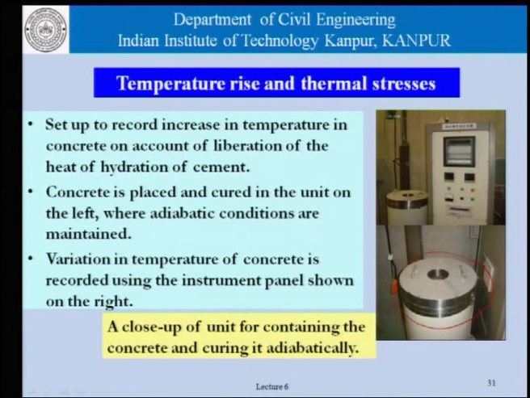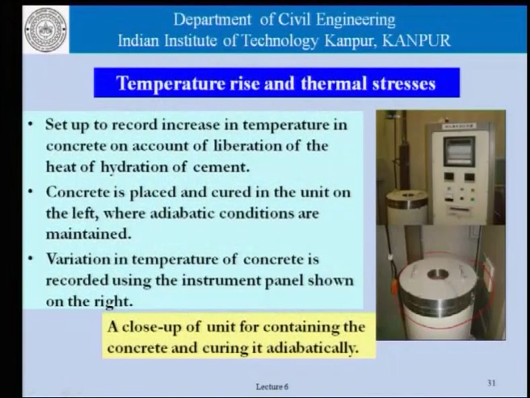So, what we really do is place the concrete which we need to use in a particular application. So, it is a test which is semi field oriented. We decide the mix to be used in a particular project, use exactly that mix, the same materials, especially the cement, and then try to study how the temperature rises for that particular cement, for that particular proportion, and we maintain adiabatic conditions to get standard results. And variation in temperature of concrete is recorded through an instrument panel as shown, and of course, this is a close up of this container which houses the concrete.